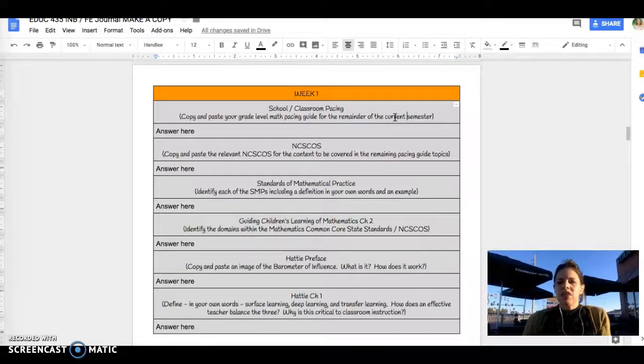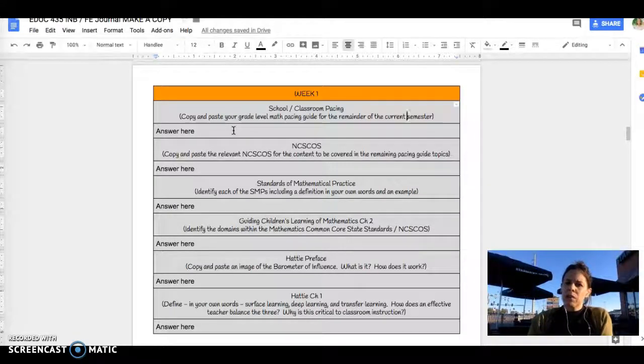And so I need you to get your hands on your school's current pacing guide, and you're going to copy and paste that. If you have a hard copy of it and you need to take a picture of it and upload the picture in here, that's totally fine. But I want to see where you are and what content you're covering over the next 8 weeks.